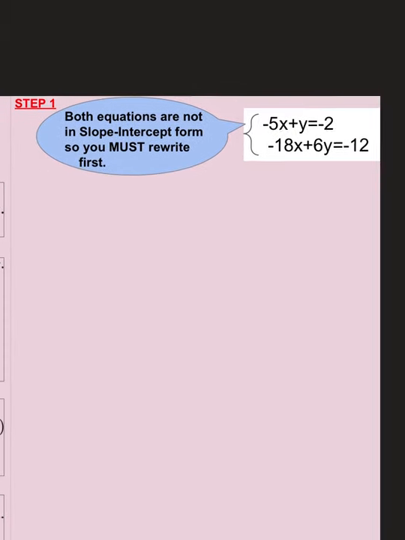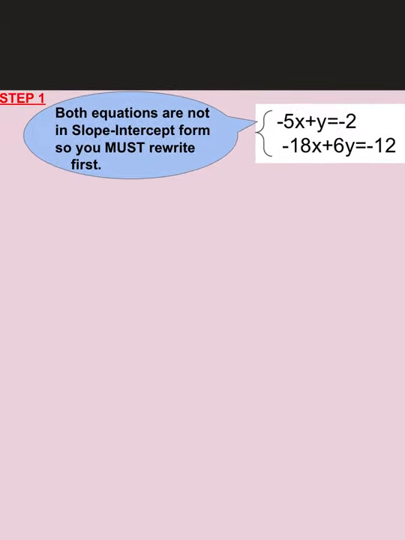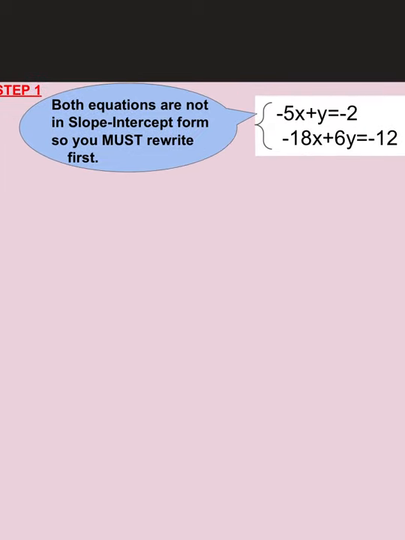Okay, so now on this last one, I am going to work this one out. First thing I need to do, look at my equations, and I notice neither of the equations are in slope-intercept form. So I'm going to have to rewrite both of them. So I'll take one equation at a time. Negative 5x plus y equals negative 2.